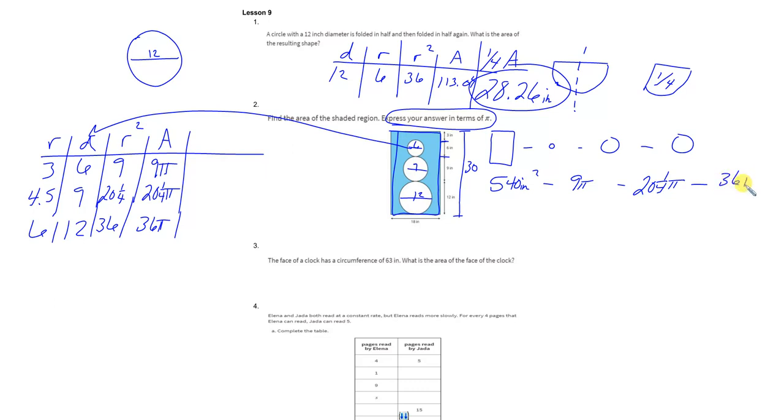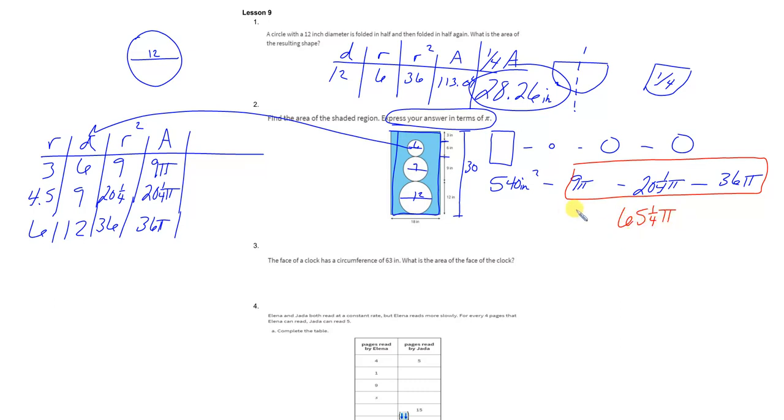The nice thing about having all these in terms of pi is that we can actually combine them together. So we can add 9 plus 20 1/4 and 36. Well, 9 plus 36 gives me 45. Plus 20 is 65 1/4. So this is 65 1/4 pi.